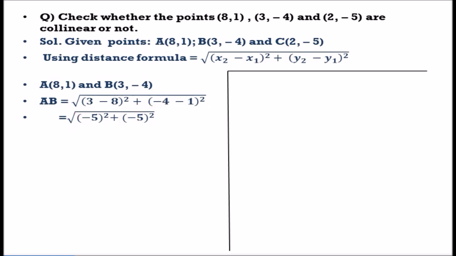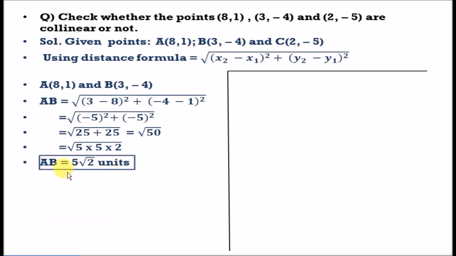So minus into minus is plus, 5 5s are 25, so plus 25, another 25, we get root over 25 plus 25, that is root over 50. So we can express root over 50 as 5 5s are 25, 25 2s are 50. So the distance of AB will be 5 root 2 units.